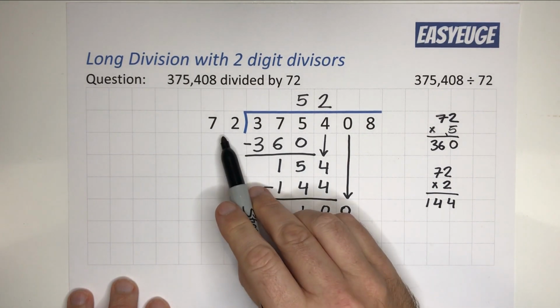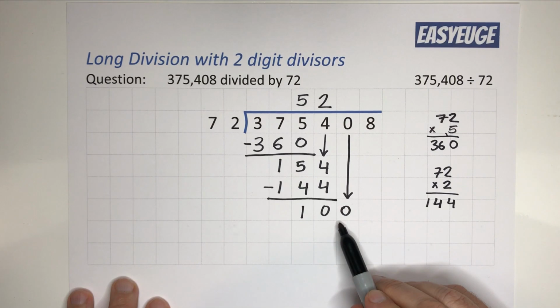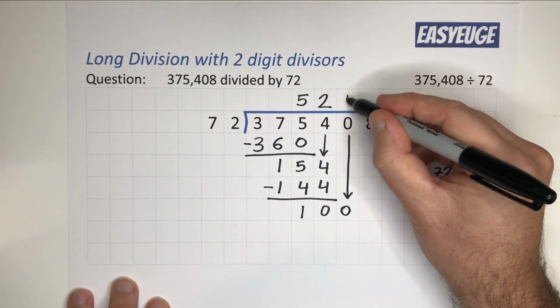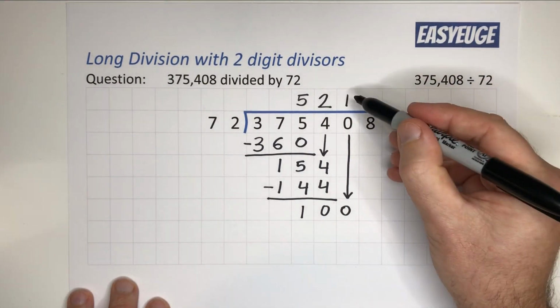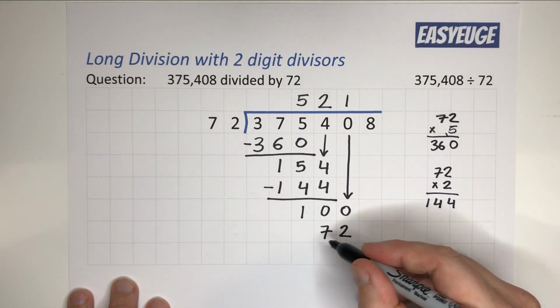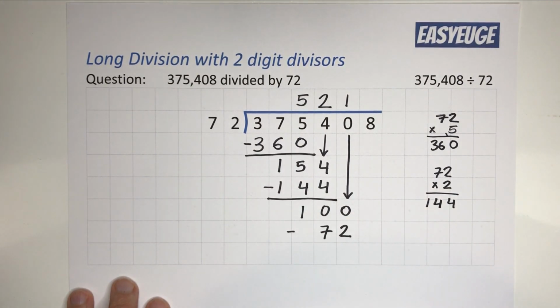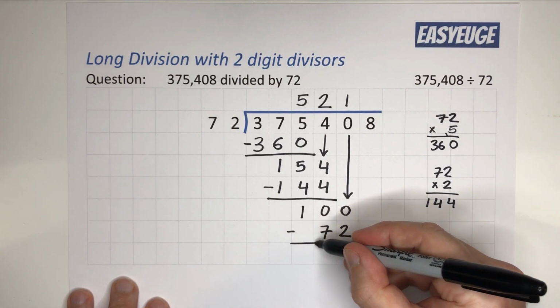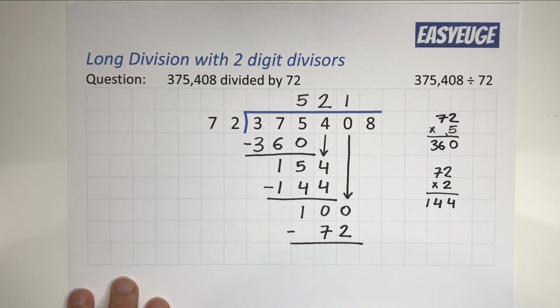So how many times will 72 divide into 100? Well, that would go in a full 1 time. So let's put the 1 up here. So 1 times 72 is 72. We'll put our takeaway symbol, our subtract, and we'll work out the difference.